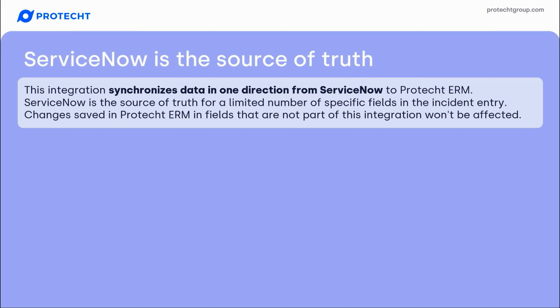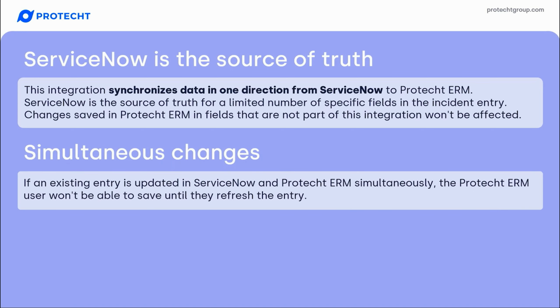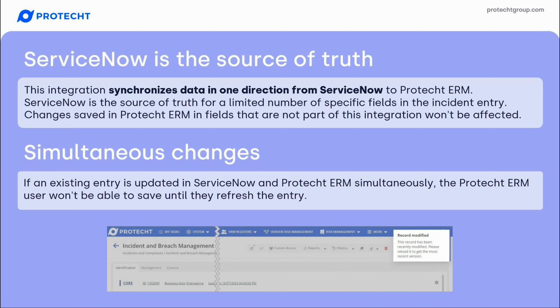Here are a couple of things to note on changes to data. ServiceNow is the source of truth. The integration synchronizes data in one direction from ServiceNow to Protecht ERM, but this only applies to the fields in the integration. If two users make changes simultaneously in the same entry in ServiceNow and Protecht ERM, the Protecht ERM user won't be able to save until they refresh the entry. A notification will appear in the entry like the example pictured here. We'll see this in action when we verify the integration at the end of this video.